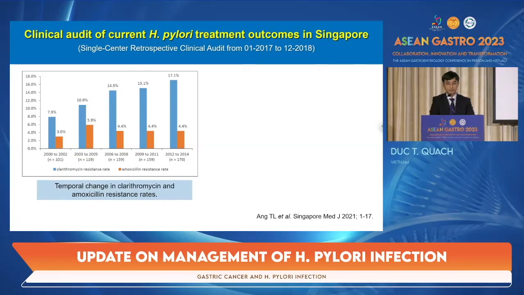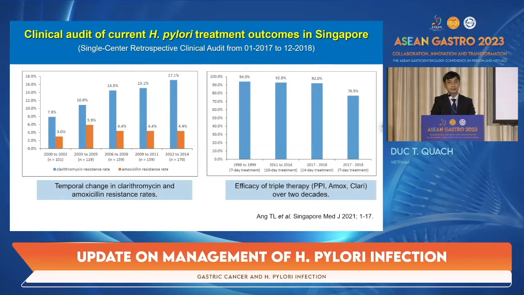And the high rate of clarithromycin resistance has interfered with the success rate of eradication, as we show here. Comparing before 2000 and the recent data that we have, the eradication rate dropped from more than 90% to less than 70% when we use only 7-day treatment. However, when we use the 14-day treatment, this slide shows that in 2018, we still have an eradication rate of more than 90%. However, with the steadily increasing rate of clarithromycin resistance, we can expect that we still have a high risk of failure with this triple therapy.